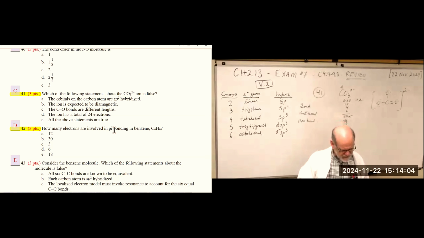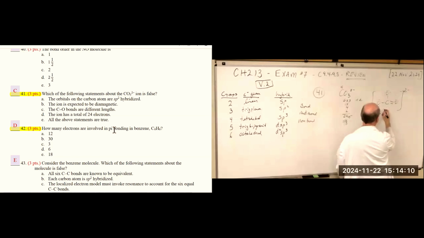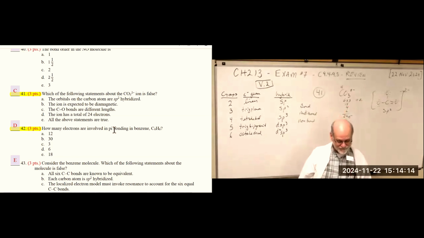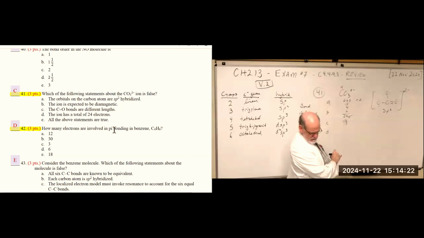I don't think we need it to answer the question. Carbon is 1, 2, 3, sp2 hybridized. Okay. A is true. A, B, C, D. E says all the above are true.